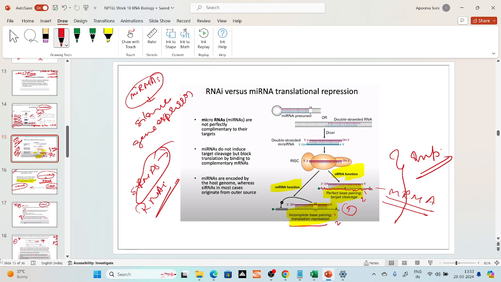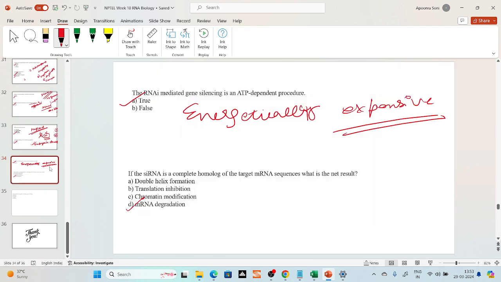So what is asked? What is there in the question? The question says, if siRNA is a complete homologue of the target mRNA sequence. That means if this is your target mRNA and it is completely able to bind with this target mRNA, then what will happen? Then mRNA would be degraded. Okay.